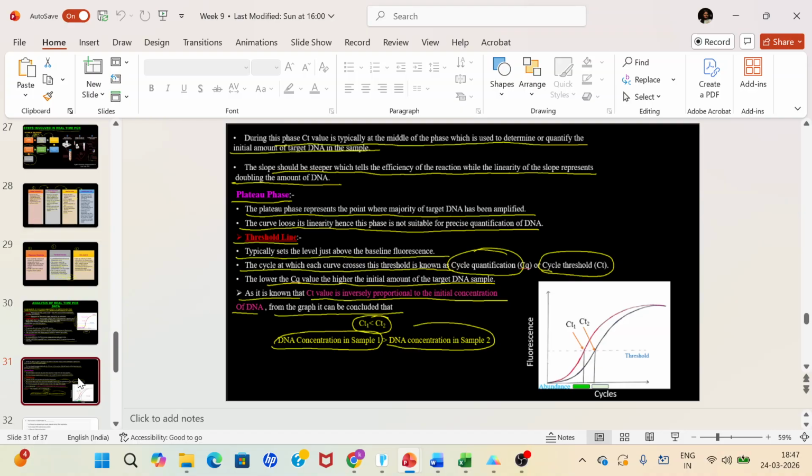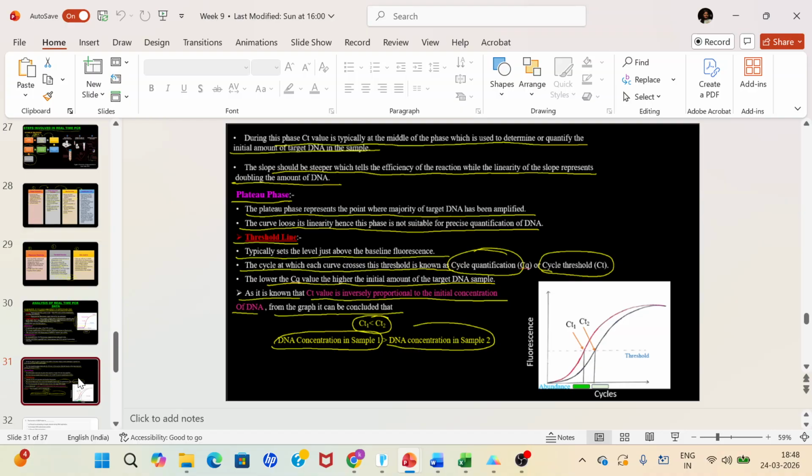So in this phase, what will happen? The CT value is actually what? The middle of the phase, which is used to determine or quantify the initial amount of target DNA in the sample. Then the slope should be steeper, which tells the efficiency of the reaction, whether the amplification happened as per the requirement or not. So all of this will be understood by the steepness of the slope. Okay? The more linear the slope, that represents the doubling of the amount of the DNA.